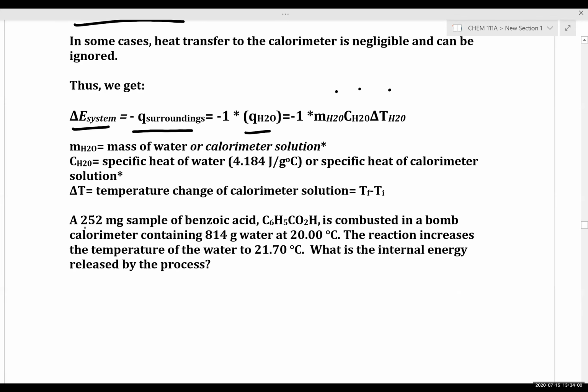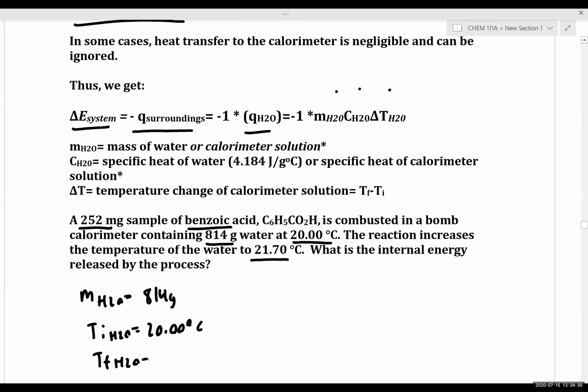So for example, if we have a 252 milligram sample of benzoic acid that we burn in a bomb calorimeter, we know it has 814 grams of water at 20 degrees Celsius. So the mass of water is 814 grams. The initial temperature of water is 20.00 degrees Celsius. The reaction increases the temperature of the water to 21.70 degrees Celsius. So the T final of our water is 21.70 degrees Celsius. And it's asked, what is the internal energy released by this process?